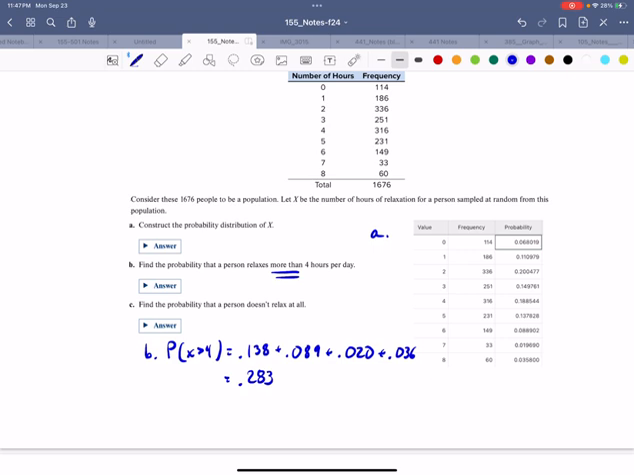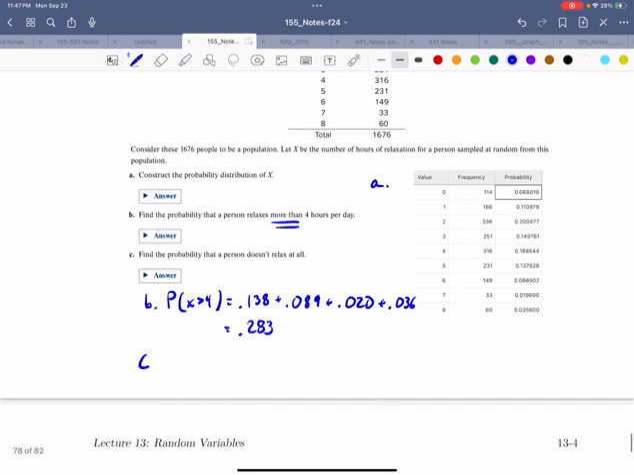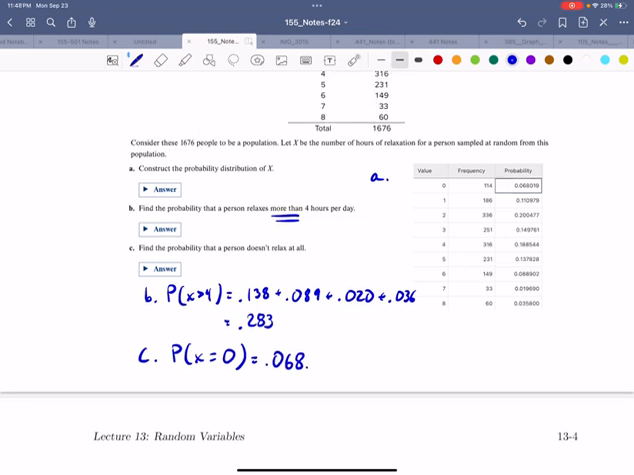Okay. Find the probability a person doesn't relax at all. That's pretty easy, right? We already know that. It's the probability that X equals 0, and that's just 0.068. Done.